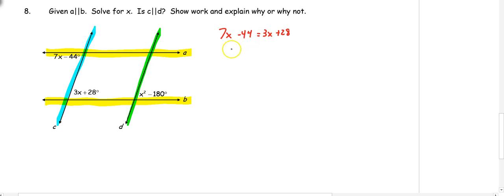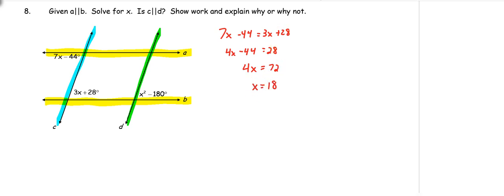So I'm going to subtract 3x from both sides, and then I'm going to add 44 to both sides. So I get 4x is equal to 72, and then divide by 4, so x is 18. So now, to prove if C is parallel to D, I'm going to put x into this angle down here so I can find that angle. So 3 times 18 plus 28 is 82 degrees.